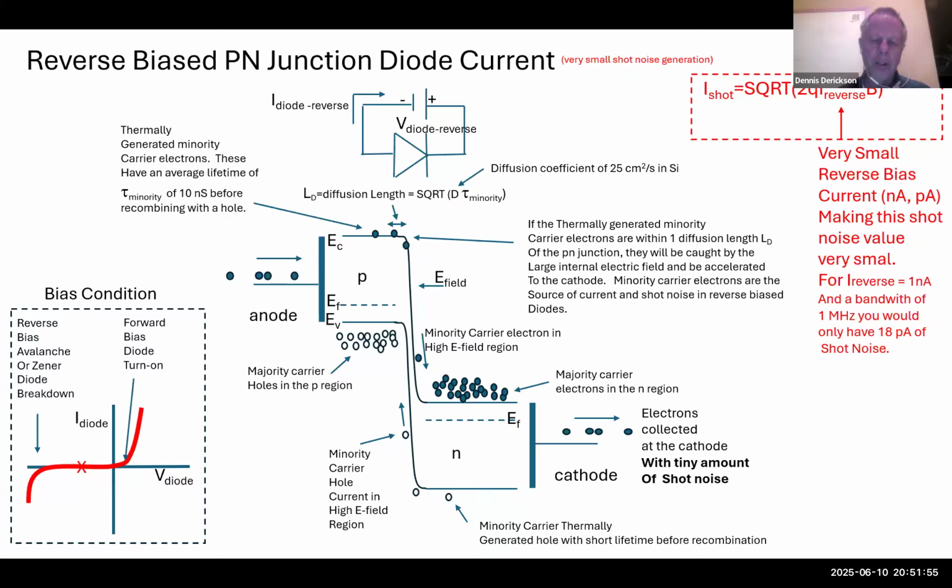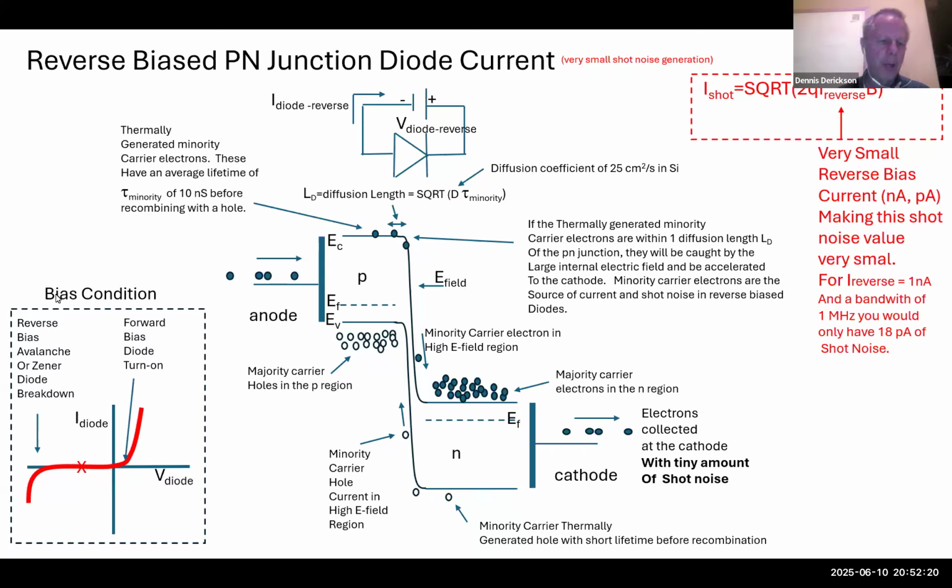Now that can't continue indefinitely, so we're going to take a few electrons off the cathode right here by the external circuit to maintain the steady state population of these electrons in the end material. So these minority carriers going through an E field and accelerating is the cause of the current in a reverse bias diode.